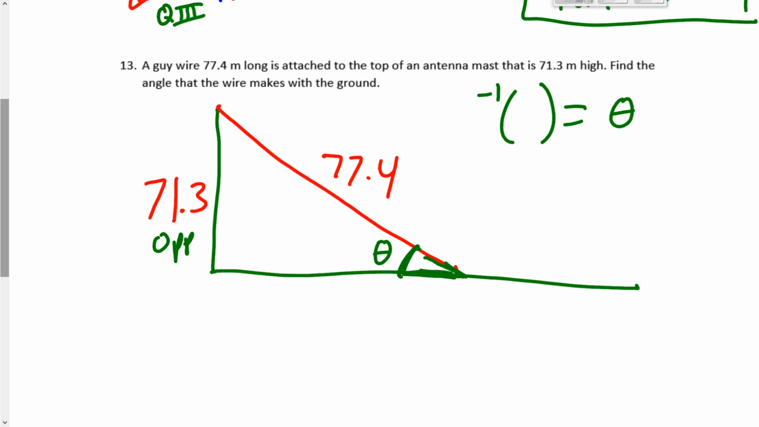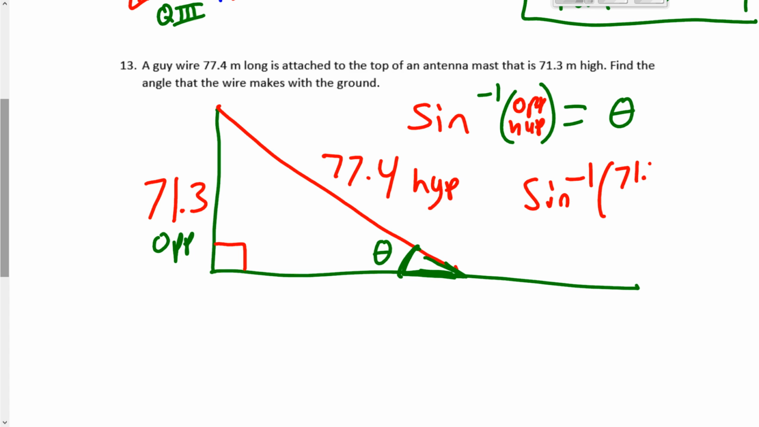And here you can see my diagram. The right angle is probably down here, right? So that 77.4 is going to be my hypotenuse. So make sure you always identify the hypotenuse in these word problems, right? Even with your regular solving a right triangle, you want to identify that hypotenuse. So which trig function deals with opposite and hypotenuse? Well, that would be sine, right? So I want to do sine inverse of opposite over the hypotenuse. My opposite is 71.3, and my hypotenuse is 77.4. And that's going to give me my angle.